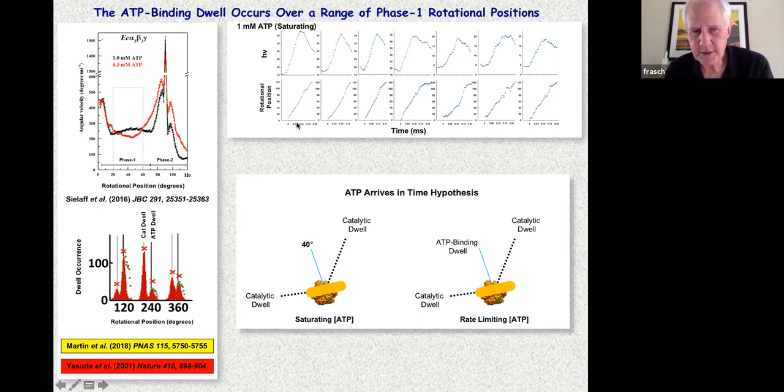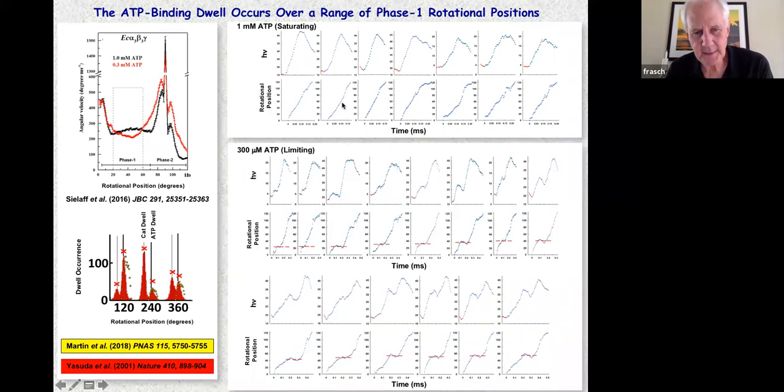Here's what it looks like when you have saturating ATP. We don't see any ATP binding dwell. This is the rotational position versus time, and these are the photons, this is the actual raw data. So no ATP binding dwell. But when we're at limiting, now we see ATP binding dwells interrupting the rotation. Notice that it doesn't oscillate a whole lot during this time, it's just stuck. But they can occur early, and they can continue all the way up to late, so to the point where it's pretty close to 50 degrees.